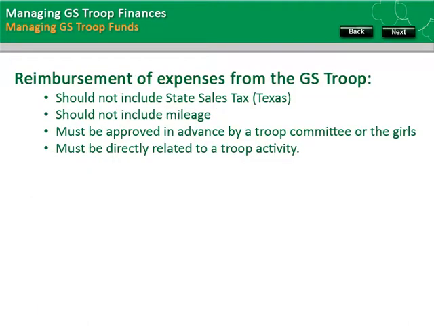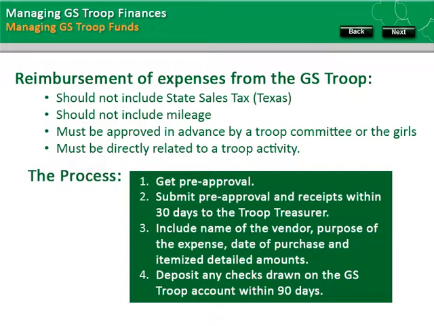It is very important to communicate clearly information about reimbursement for expenses incurred to all troop volunteers. In order for expenses incurred by a volunteer to be reimbursed from GS troop funds, the expenses should not include state sales tax, Texas, should not include mileage, must be approved in advance, and must be directly related to a troop activity. To get reimbursement, the volunteer should take these steps. Get pre-approval. Have a record of this to document the process. An email should be sufficient.